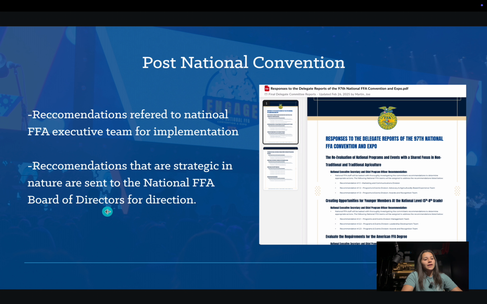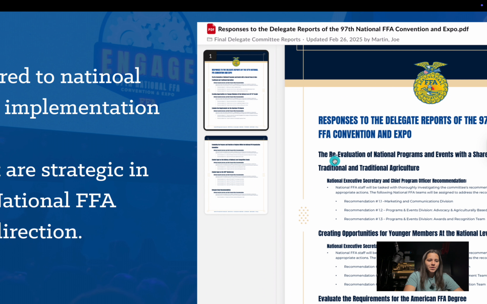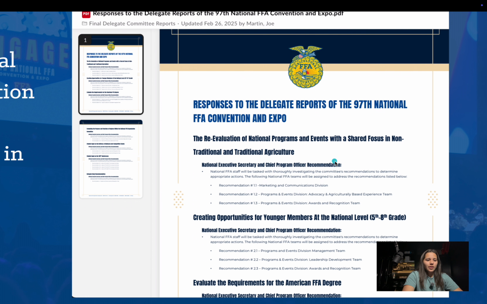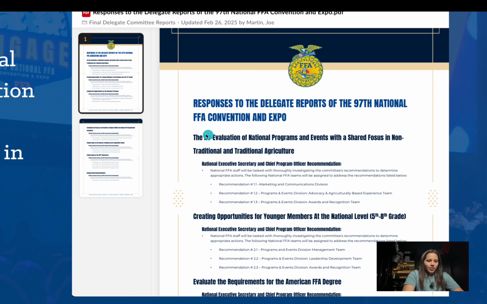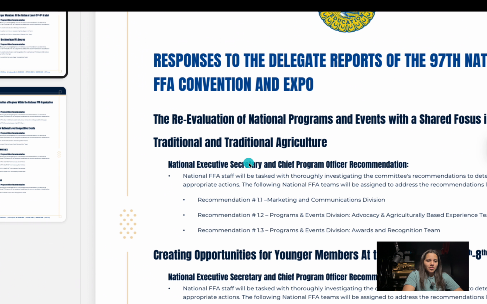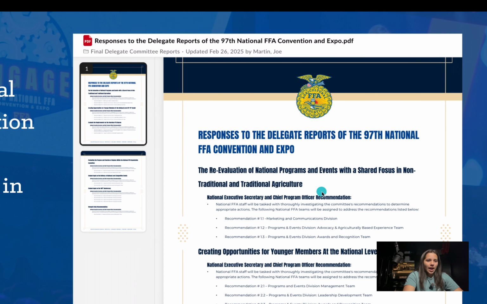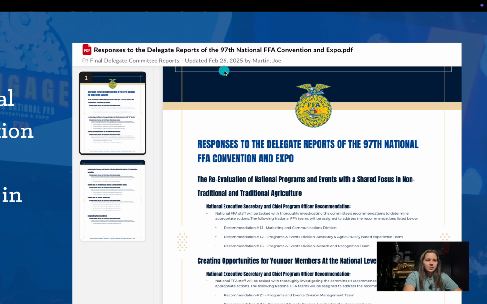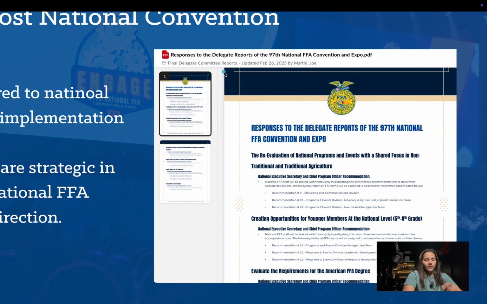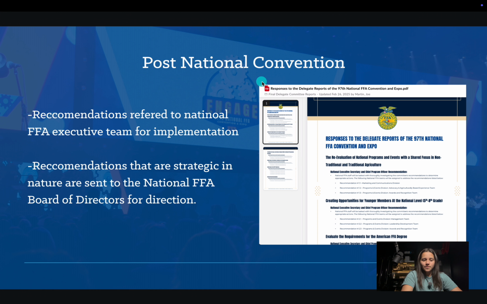And mind you, I'm finding all of this information in the delegate handbook. So here's an example. This was last year's proposal. So this was the outcomes, and then this is the action that they took on it. You can actually see what happens, and it's updated. It said it was updated February 26th of this year, from last October. So that's what happens after National Convention.